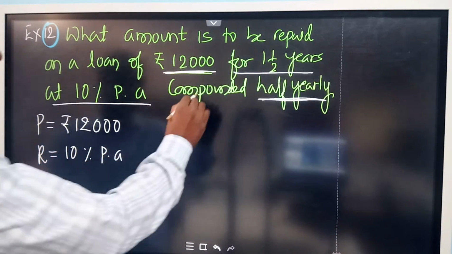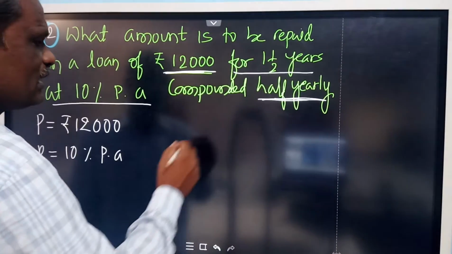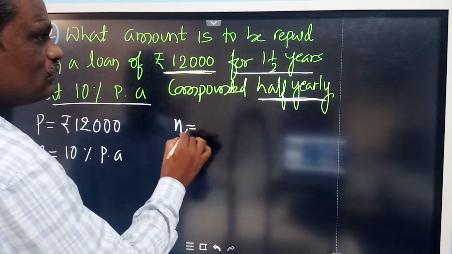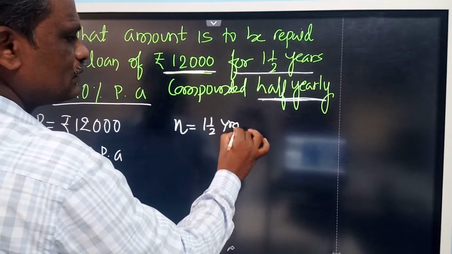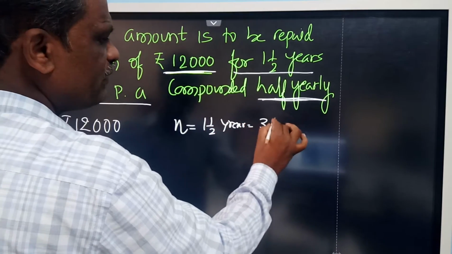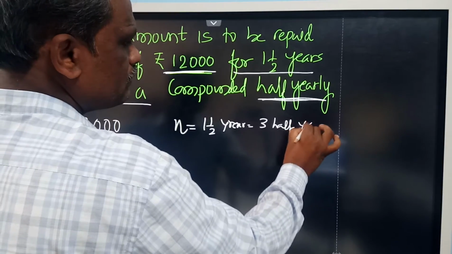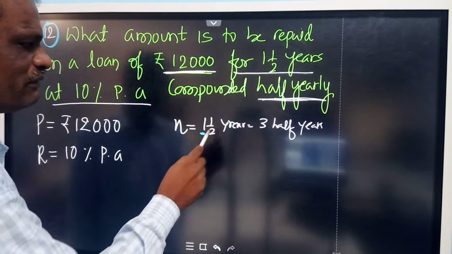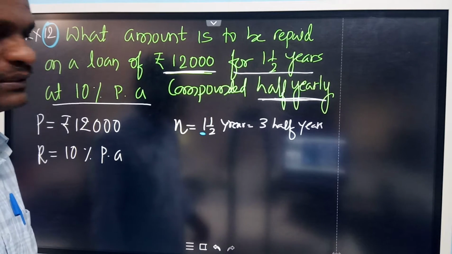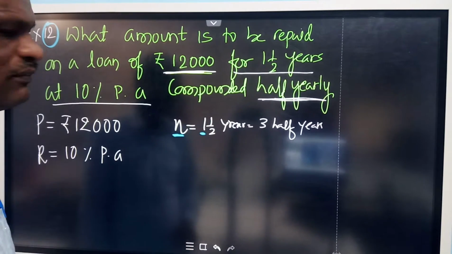But since it is compounded half yearly, n is equal to, so we have 1.5 years, that means 3 half years. Here 1.5 years means in 1 year we have 2 half years, then another half year, so 3 half years. So you have to take n is equal to 3 half years here.